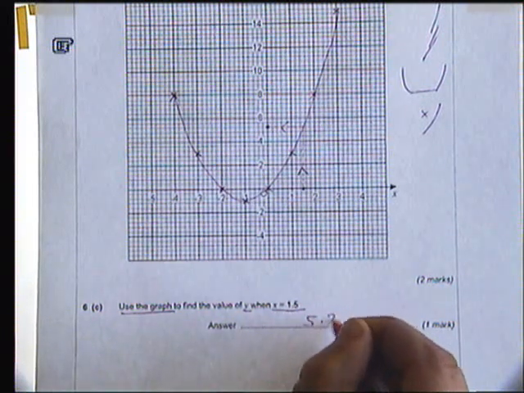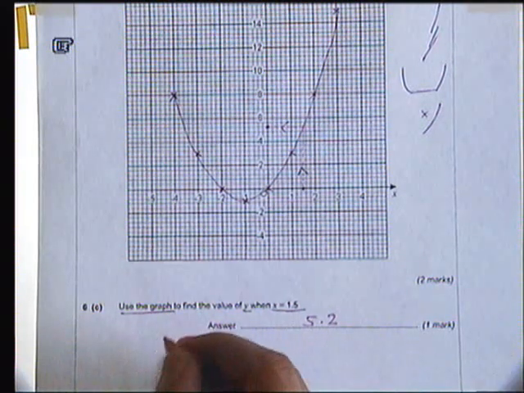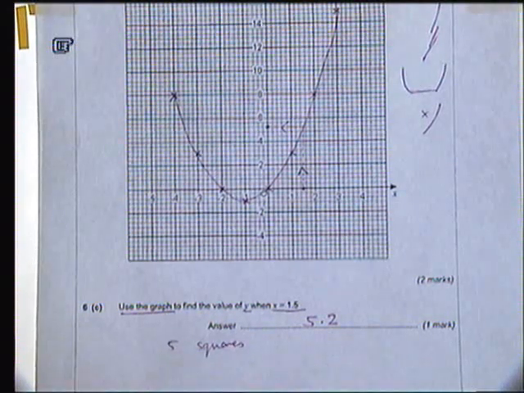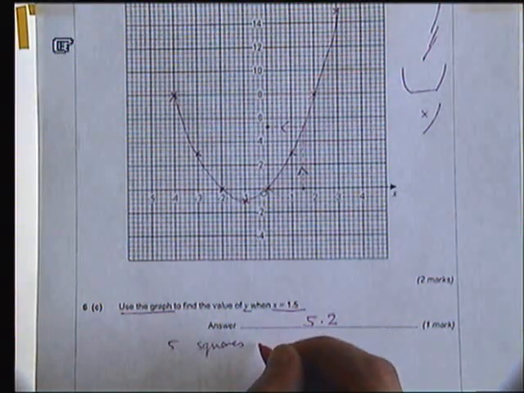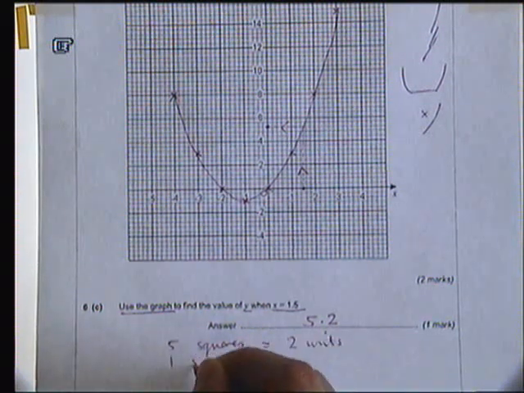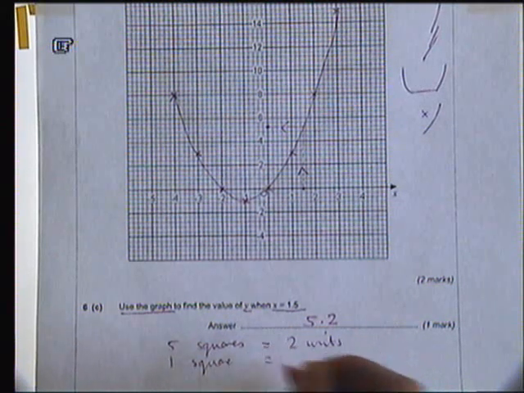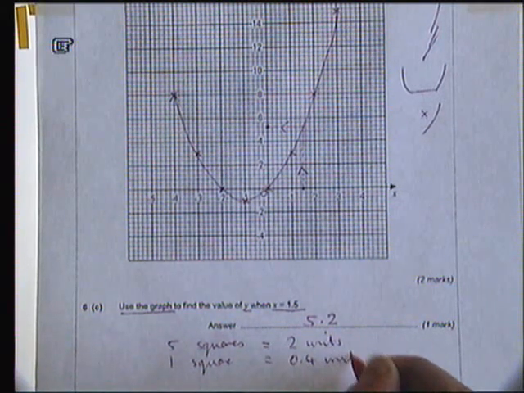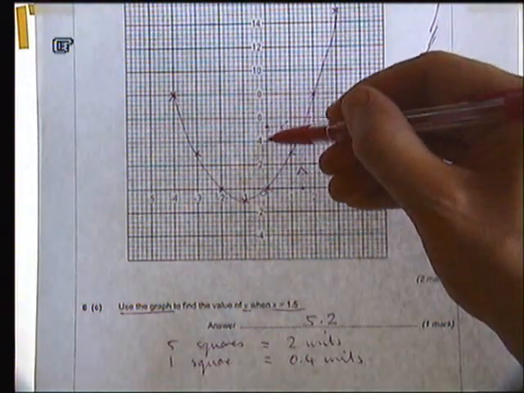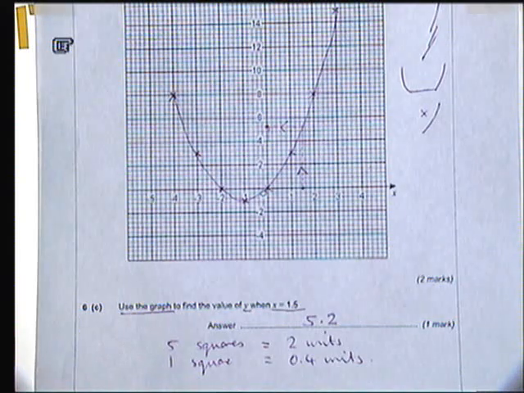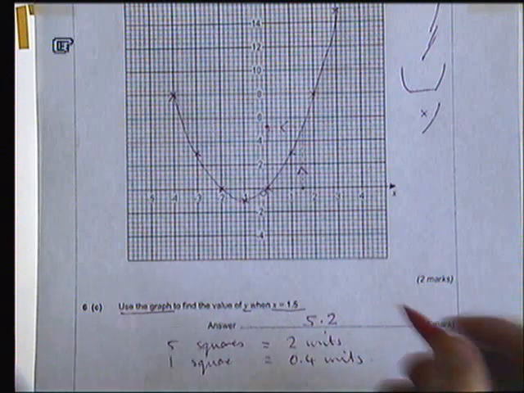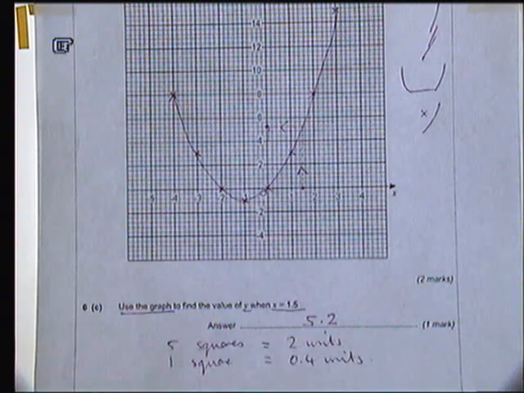Now that means it's going to be 5.2. And the reason is that every small square is worth 0.4. 5 squares are 2 units. 1 square is 0.4 units. And therefore those 3 squares, 0.4 each. So you get 4.4, 4.8, 5.2 is the answer we are looking for. 5.2.